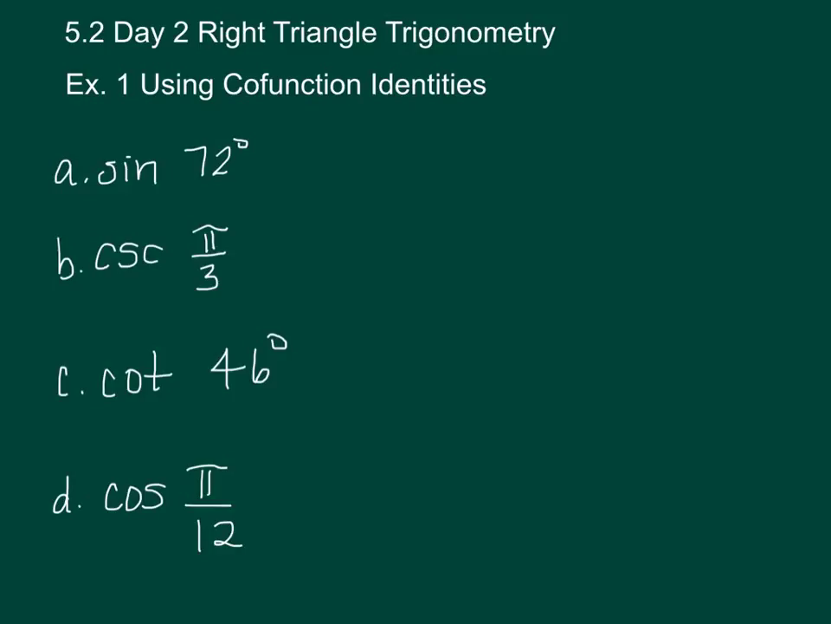5-2 Day 2 Right Triangle Trigonometry. We're going to look at example 1, and if you look at your identity sheet that I gave you, we're going to look at cofunction identities.